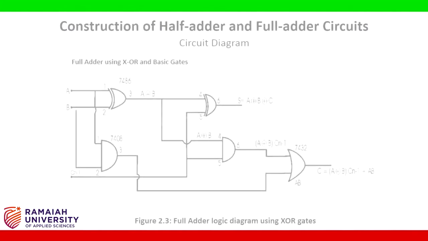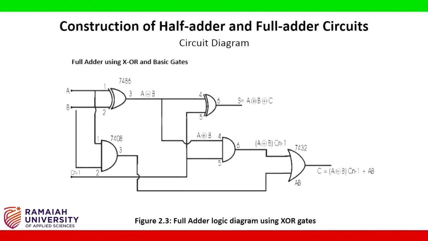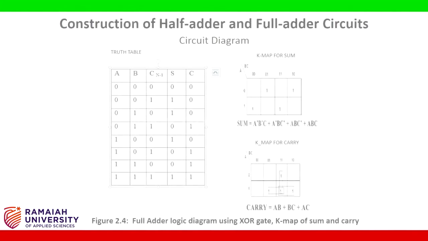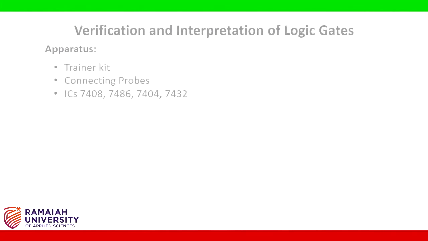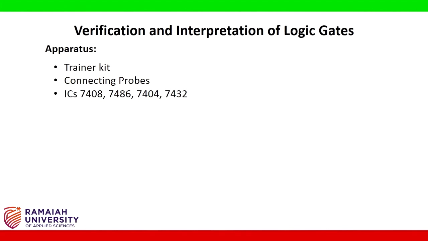Full adder logic diagram using two half adder stages and an OR gate is as shown here. Truth table, K-map based expressions for sum and carry bits of full adder are shown here. The apparatus required for this experiment are trainer kit, connecting probes, IC 7408, 7486, 7404 and 7432.